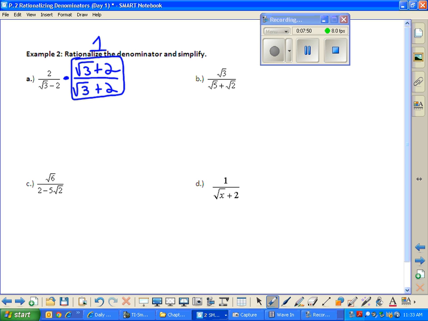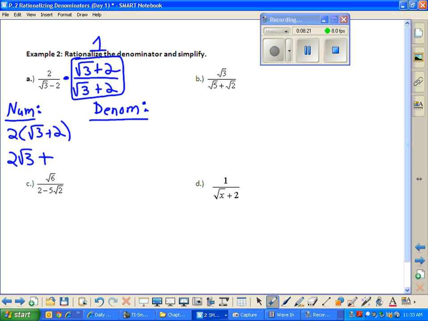What happens when you multiply the top and bottom by the conjugate is you end up with a little mini math problem in your numerator and a little mini math problem in your denominator. My mini math problem in my numerator is a distributive property problem. When I multiply fractions, I multiply straight across. So I have to take 2 times the square root of 3 plus 2. When I distribute that 2 in, I get 2 times root 3 plus 2 times 2, that's 4. So that's what my numerator is going to look like.